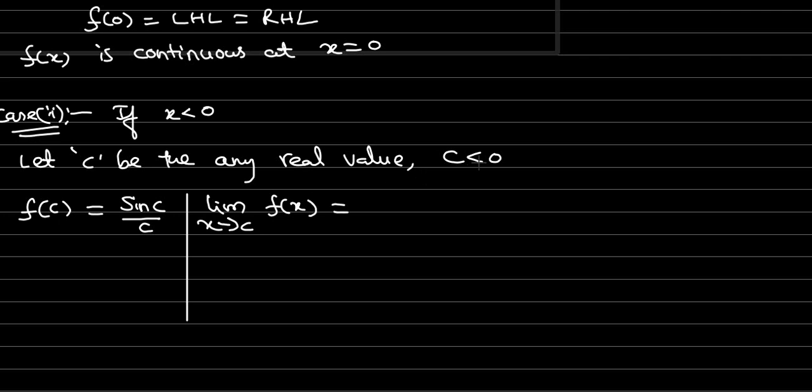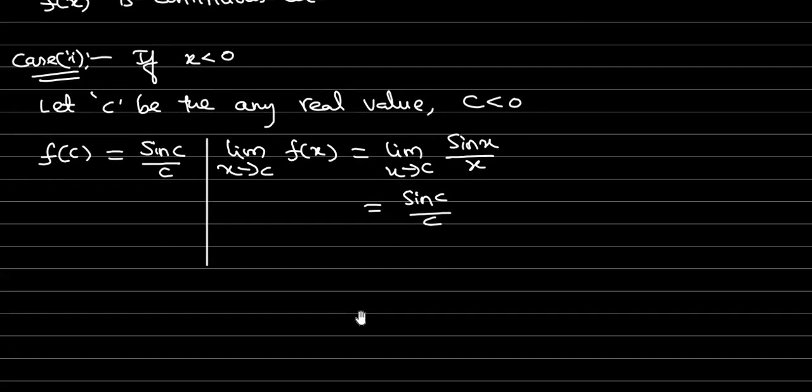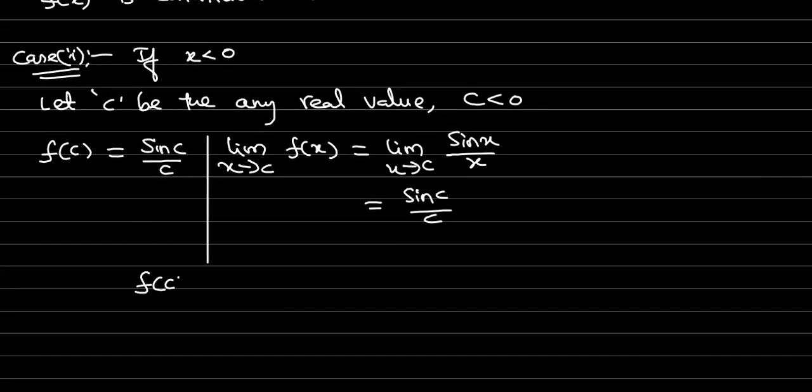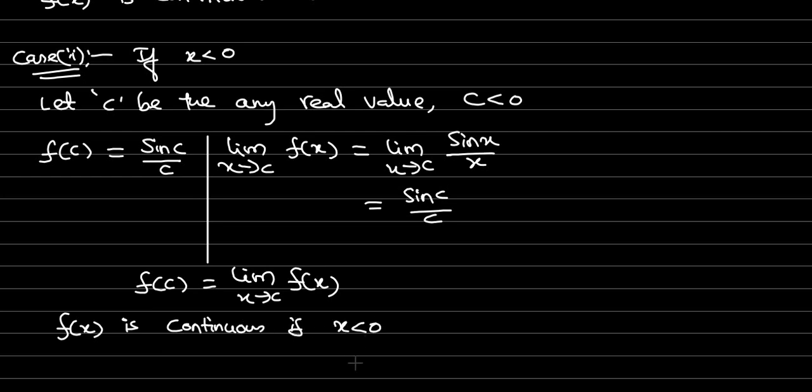So what is a suitable f of x? F of x is what? Less than 0. If it is less than 0, then the first function, that is sin x by x. So in place of f of x, replace the first function, sin x by x. Now applying the limit, sin C by C. Now what we can say from this: f of C value and limit x approaching to C, f of x, both are the same, no. So from this what we can conclude, f of x is continuous if x is less than 0.